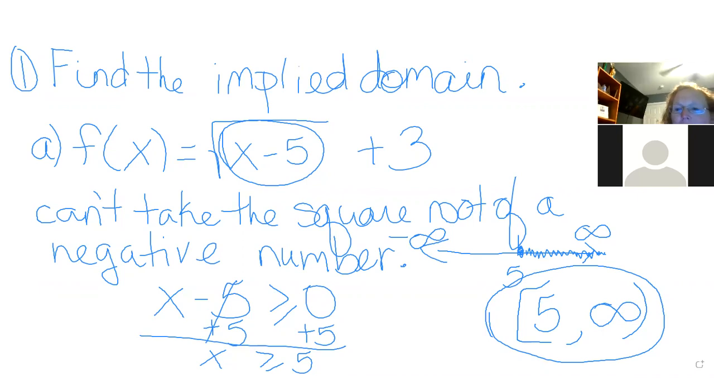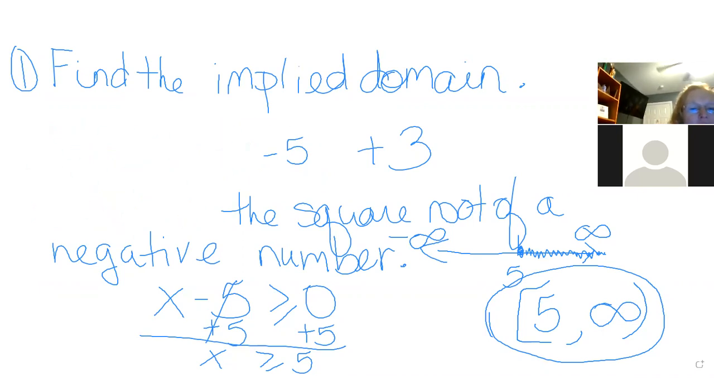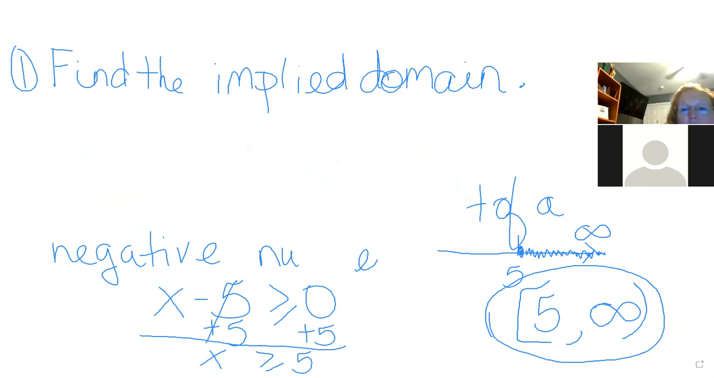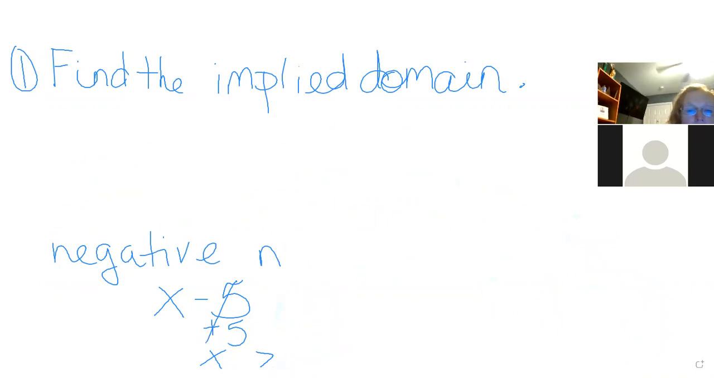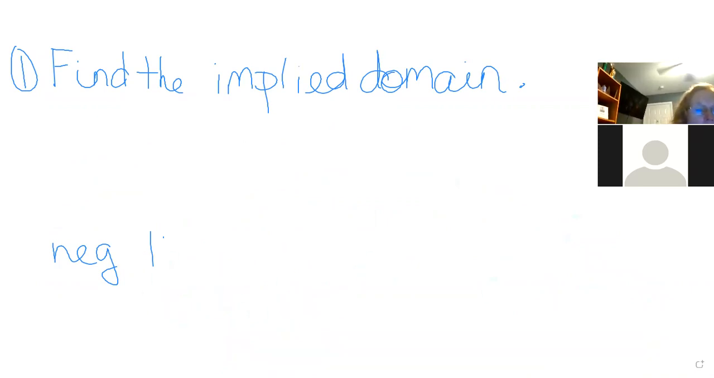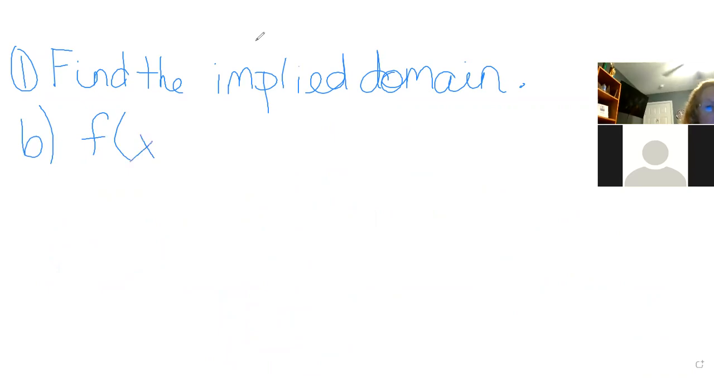All right, so let me erase this, and I'm going to leave that find the implied domain there because we're just going to do it with a different problem. Okay, so I'm going to call this B. And this time I'm going to give you something like f of x equals, let's say, x squared plus 2.